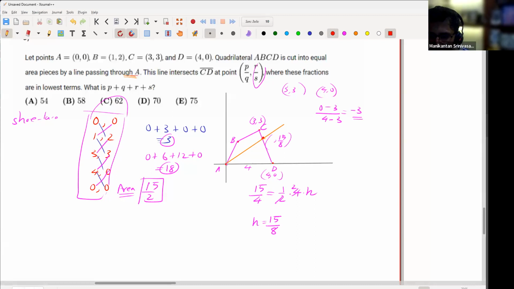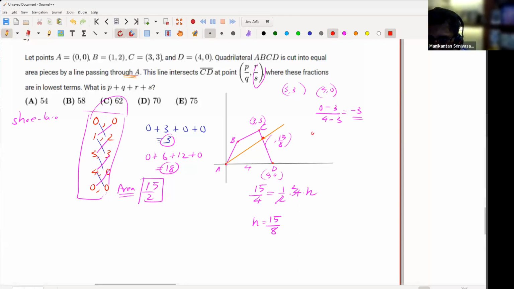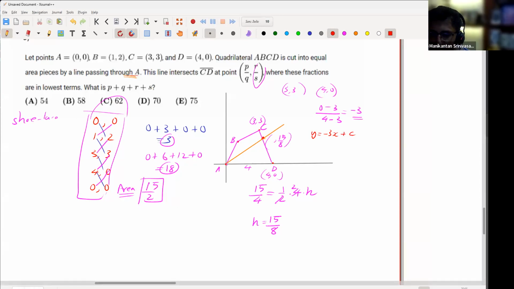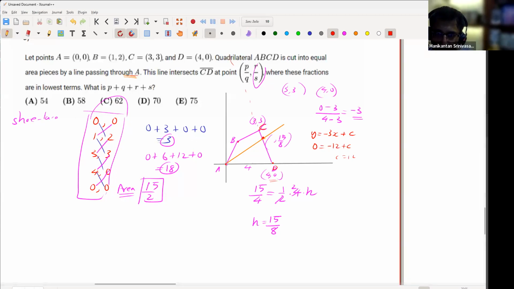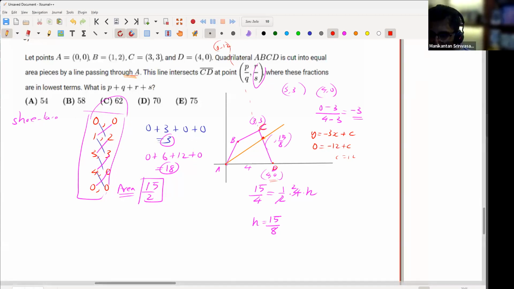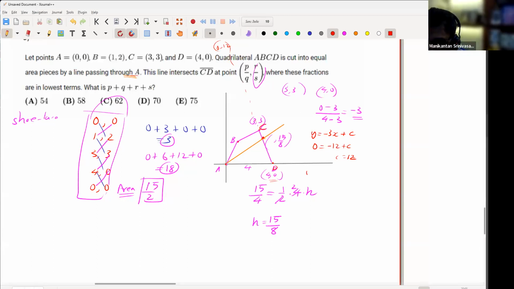So let's substitute. y equal to minus 3x plus c is the equation of the line CD. Now let's substitute one of the points. It's easy to substitute 4, 0. So y is 0, which is equal to minus 12 plus c. So c is 12, which means this line, if I extend it up here, is going to intersect at 0, 12. But all we need is the equation of the line. The equation of the line is y equal to minus 3x plus 12.